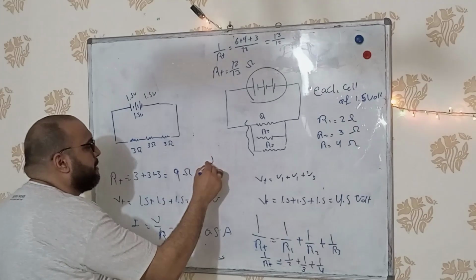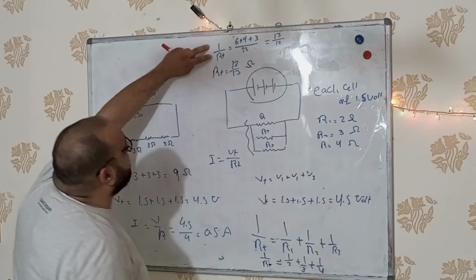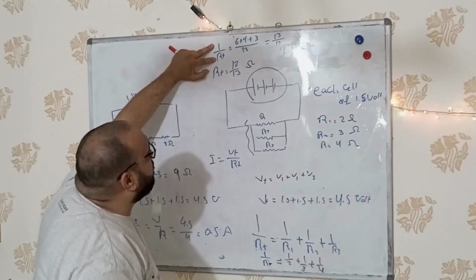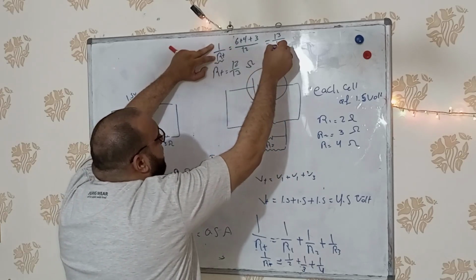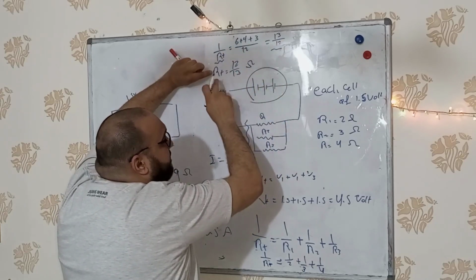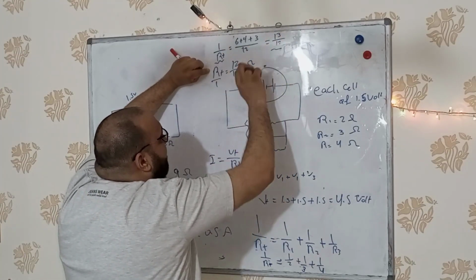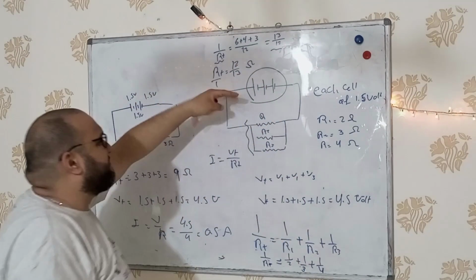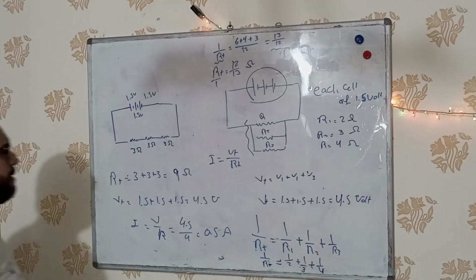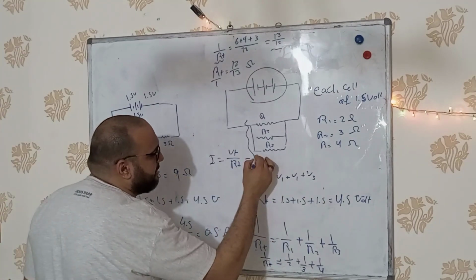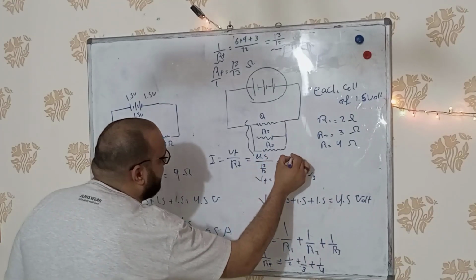Finding the I will be V total over R total. In this case, we need R total. Here is the rule: 1 over R total equals 13 over 12. So we have to find the reciprocal of this term and this term. The reciprocal of 13 over 12 will be 12 over 13. This value is almost 0.9 something. V total, the one which we found, over 12 over 13, and find the last value in ampere.